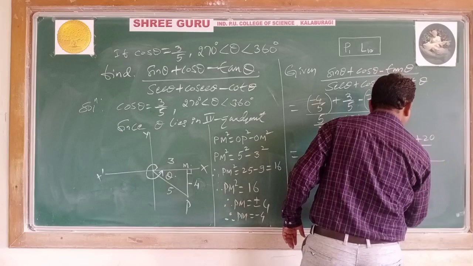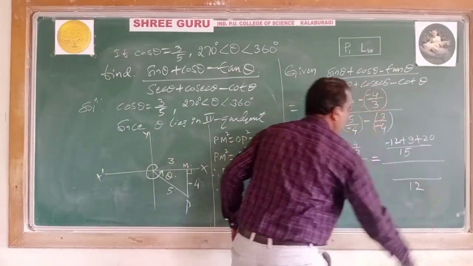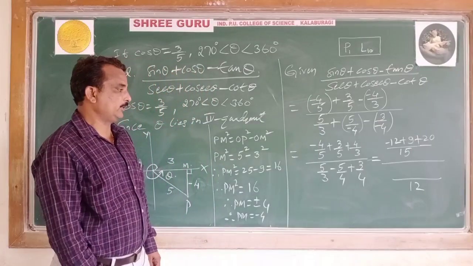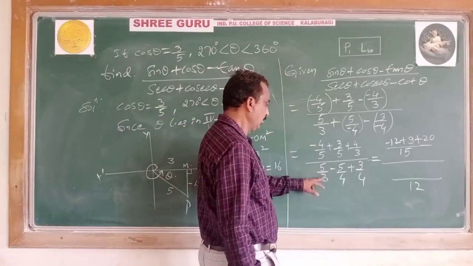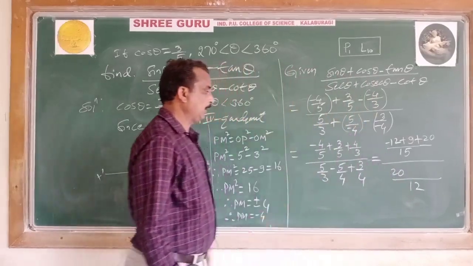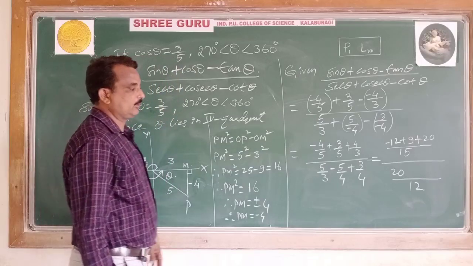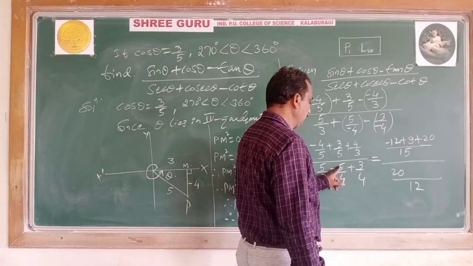Similarly, take the LCM in the denominator. What is the LCM in the denominator? 12, it is the same type. 12 is the LCM in the denominator. So 12 means what should you multiply here? 4. 5 4s are 20. You should multiply by 4. Yes, 12 is the LCM here. You should multiply by 4 because the denominator is 3. 4 is the denominator, you should multiply by 3.